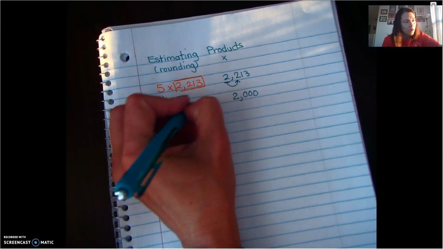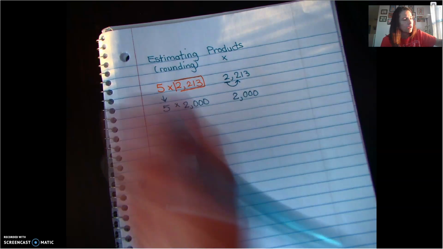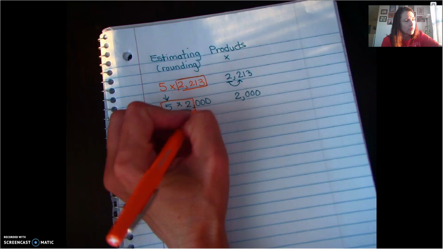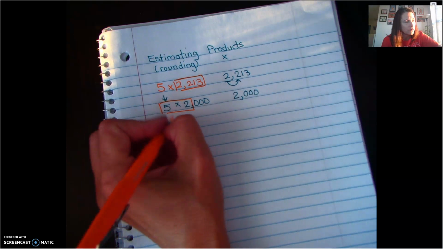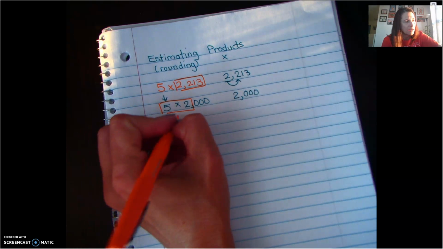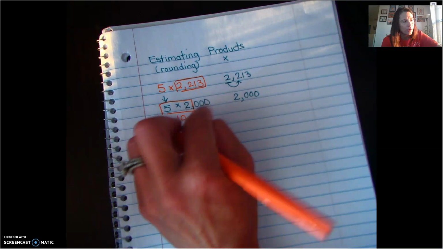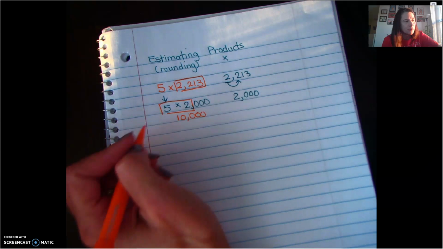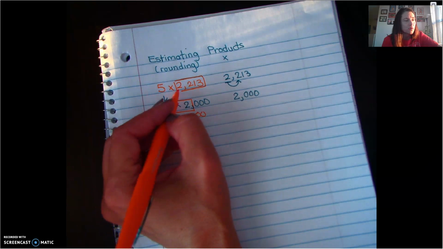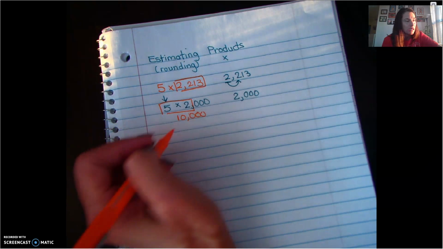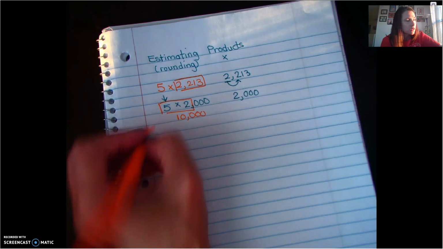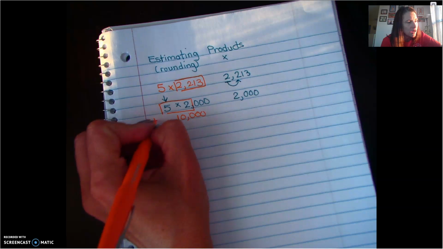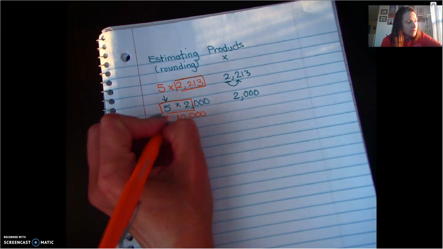So now from here, we can do what we learned yesterday. We box up the facts that we know. 5 times 2 is 10. And we bring down the rest of the zeros. So our estimate for 5 times 2,213 is 10,000. So now remember, this is not the exact answer. This is our estimate.